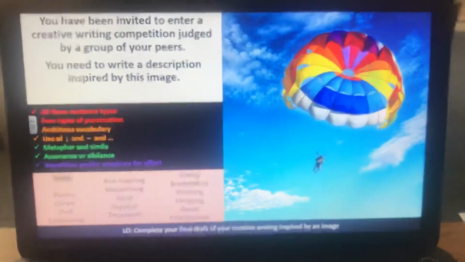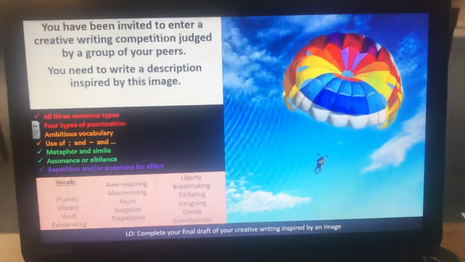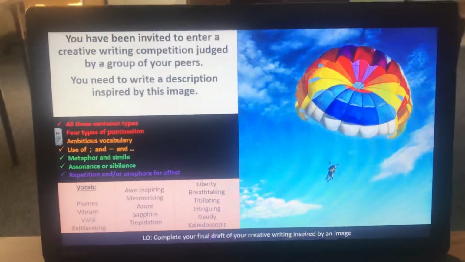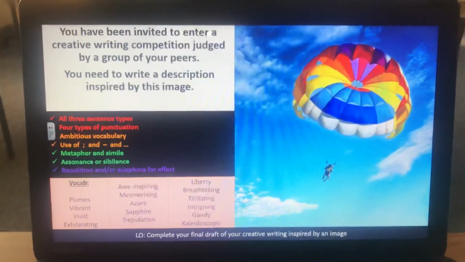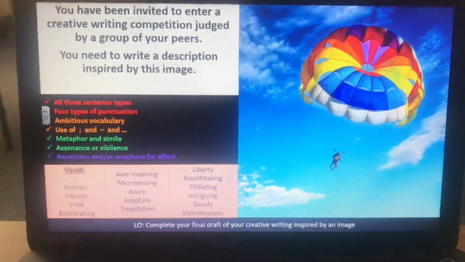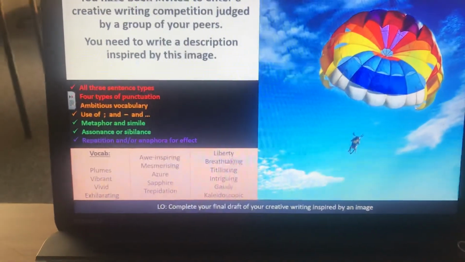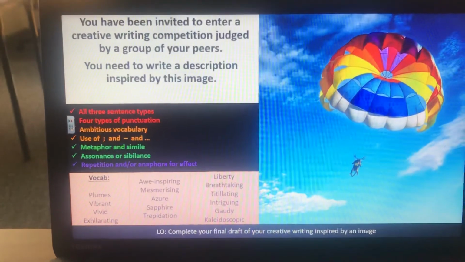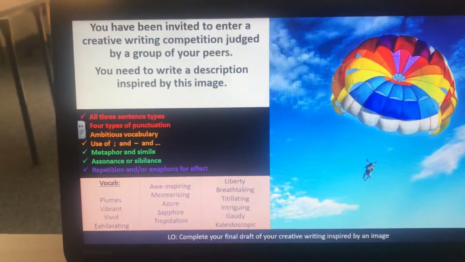So today is the day for you to produce your piece of creative writing. So remember this image here. You introduced this on Monday during the live lesson, and if you weren't in the live lesson, the PowerPoint was on Show My Homework. So your task today is to write a description inspired by this image. It doesn't say describe the image, it says inspired by this image.